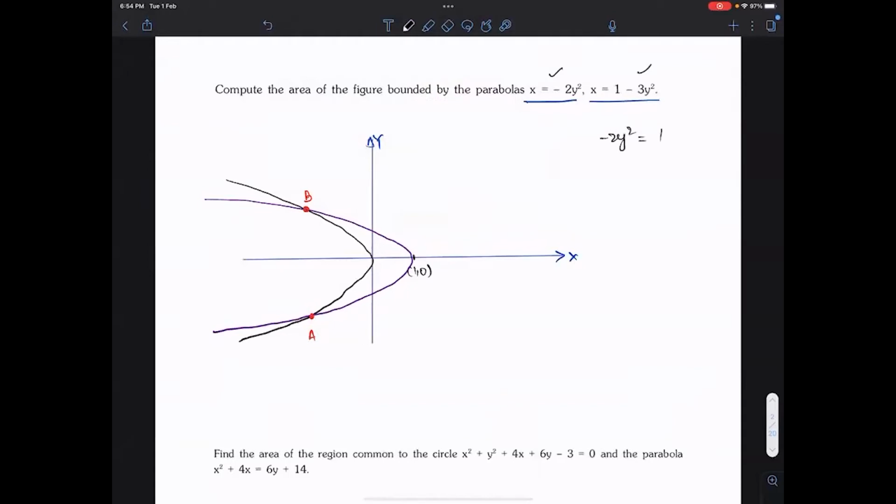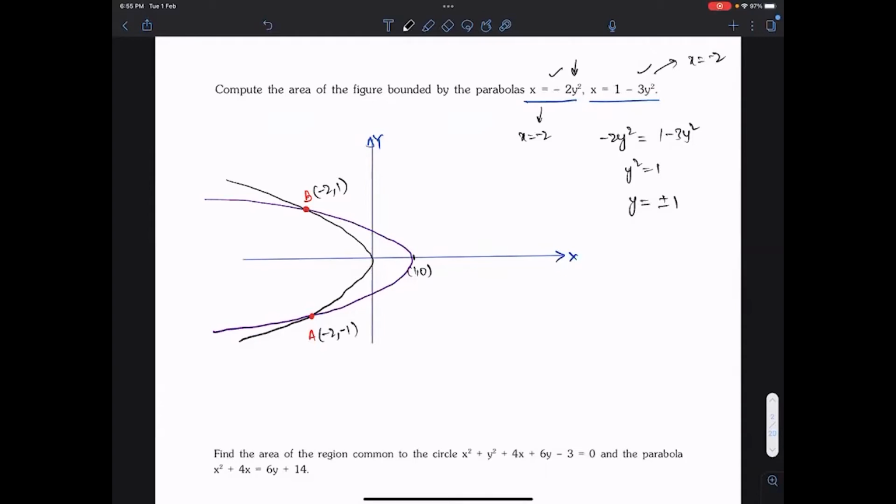1 minus 3y square equals minus 2y square, so y square equals 1. That means when you solve these two curves, you will get the points of intersection. So these two curves will meet when y is 1 and minus 1. If you put y as 1, x will be what here? In this graph, minus 2 you will get. Minus 1 if you put, minus 2 only you will get. So when x is minus 2, the intersection points are these two. Y coordinate will be 1 and minus 1.